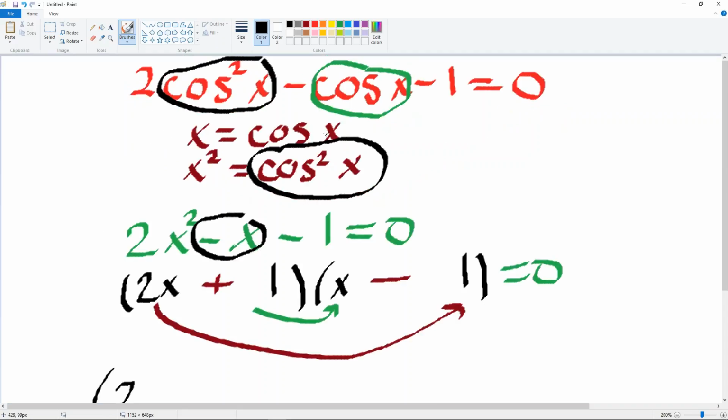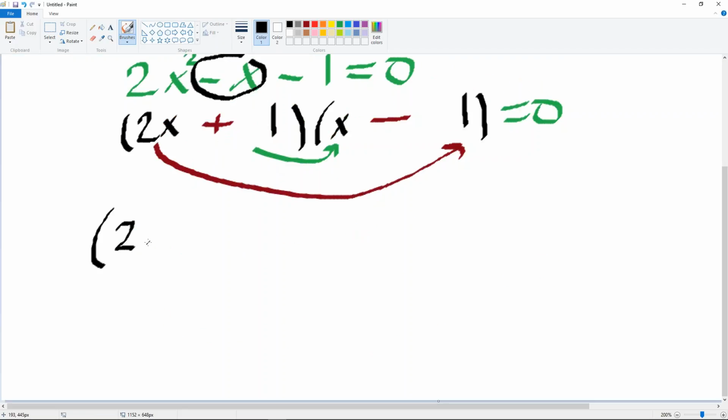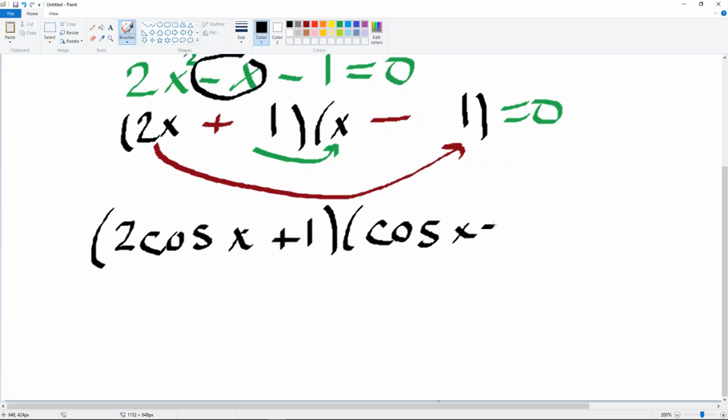What do we say x was? 2x. Oh, cosine x. So really, we have 2 cosine x plus 1, and then parentheses cosine x minus 1.